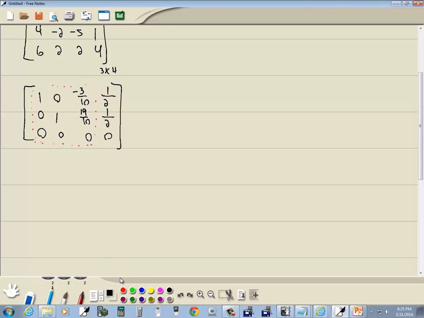This is where we put our variables back in. So I put my x here, y here, z here, and equals. You could do it on the last row if you wanted to, though it doesn't go anywhere. 0x is 0, 0y is 0, 0z is 0, so you get 0 is equal to 0. But the first row gives us x, and 0y drops away, minus 3/10 z is equal to 1/2. Second row gives us 1y, or y, plus 19/10 z is equal to 1/2.